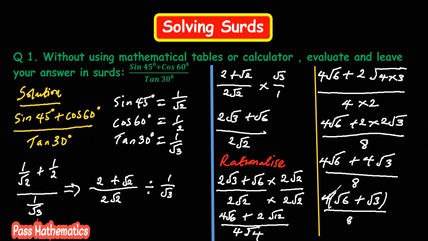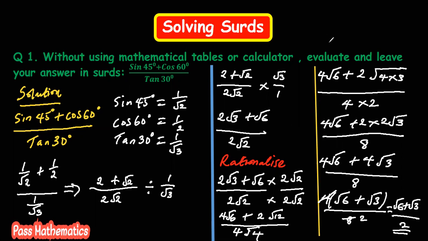So this cancels this, and we have 2. So what is going to be our answer? Our answer is going to be root 6 plus root 3 over 2. So this is the answer now. You can see how we solve this problem. It is very simple to solve.